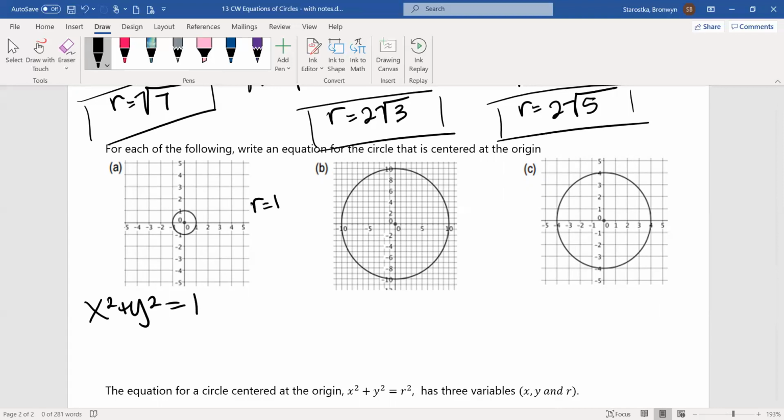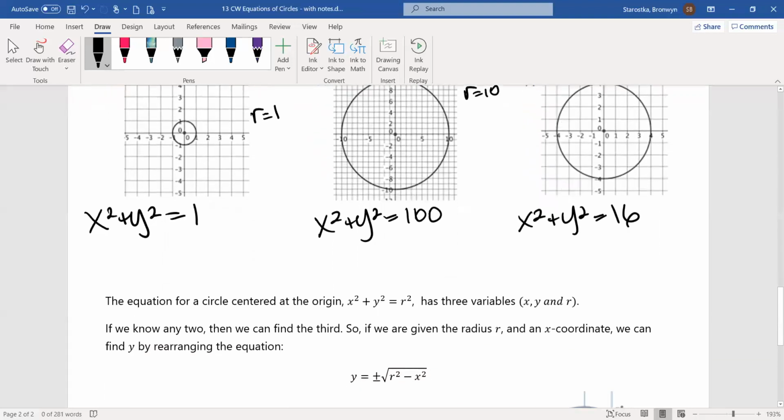Here, our radius is 10. R equals 10. So x squared plus y squared equals 10 squared, which is 100. Here, r is 4. 4 times 4 is, that's right, 16. x squared plus y squared equals 16. So that's how we would write the equation for a circle.